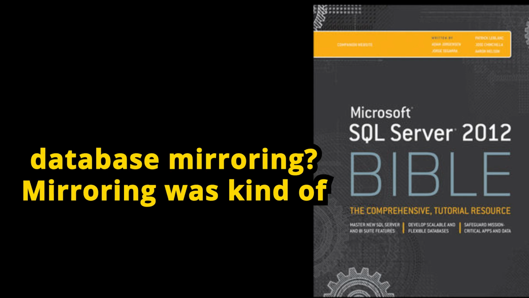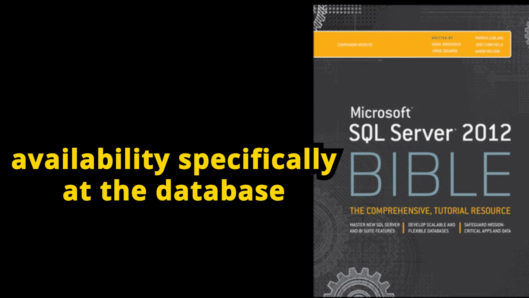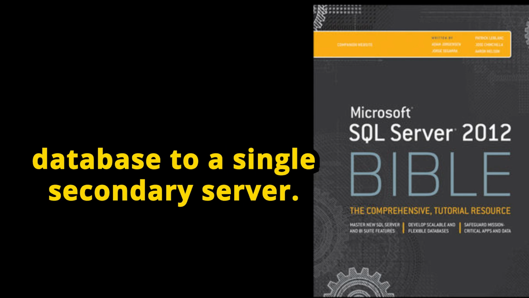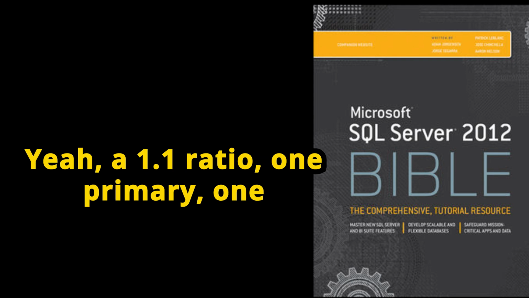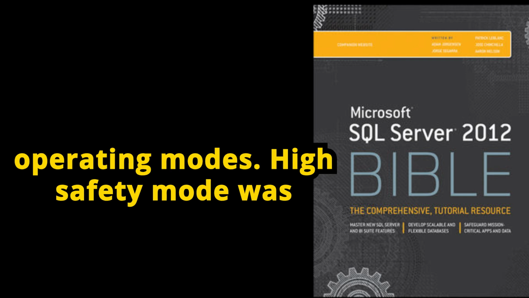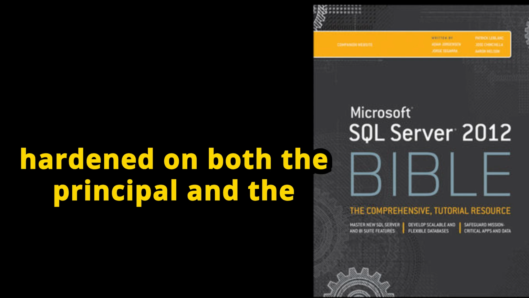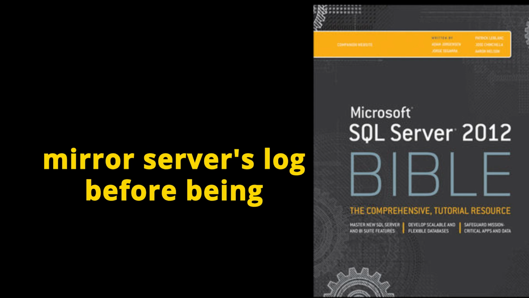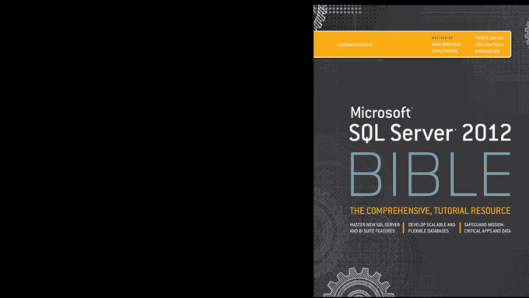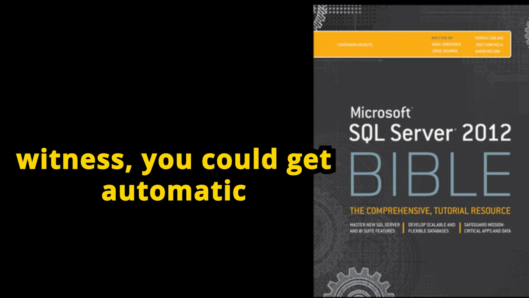What about database mirroring? Mirroring was kind of the next step up, offering higher availability specifically at the database level. Think of it as continuous, near real-time log shipping for a single database to a single secondary server, a 1:1 ratio. One primary, one mirror. Exactly. And it had two main operating modes. High safety mode was synchronous. Transactions had to be hardened on both the principal and the mirror server's log before being committed on the principal. This guarantees zero data loss on failover. And if you added a third server, called a witness, you could get automatic failover.